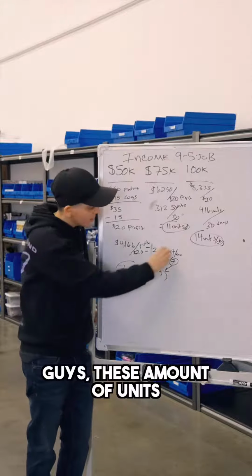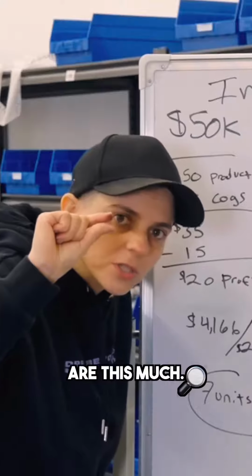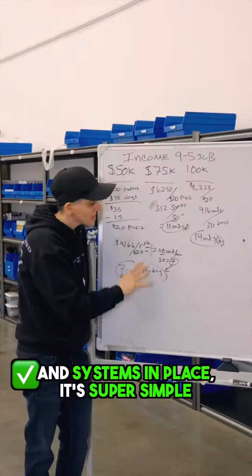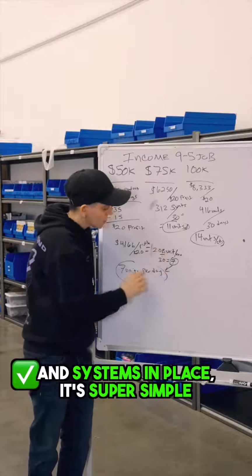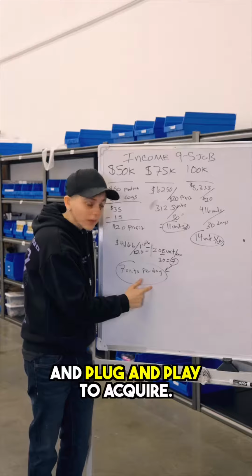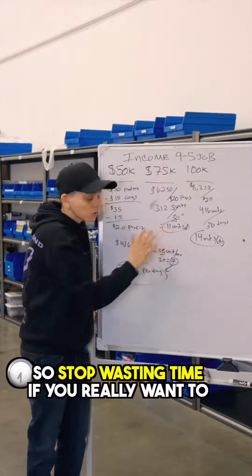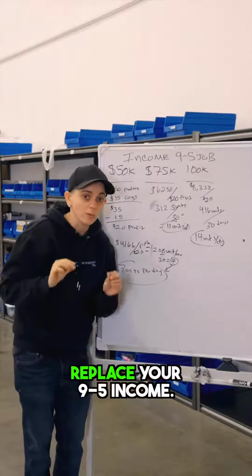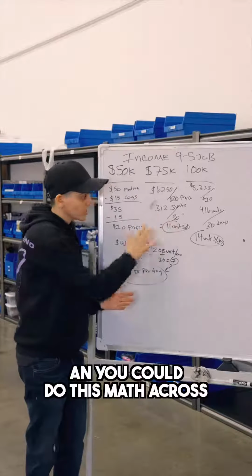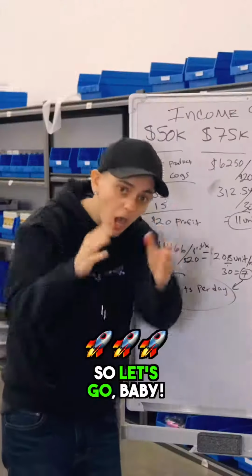Guys, these amounts of units are not that much. Once you have the right strategies and systems in place, it's super simple and plug and play to acquire. So stop wasting time if you really want to replace your 9 to 5 income. And you could do this math across any income. So let's go, baby!